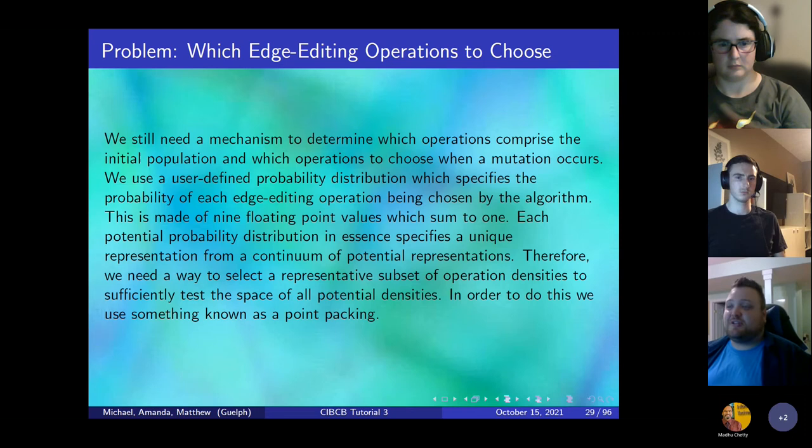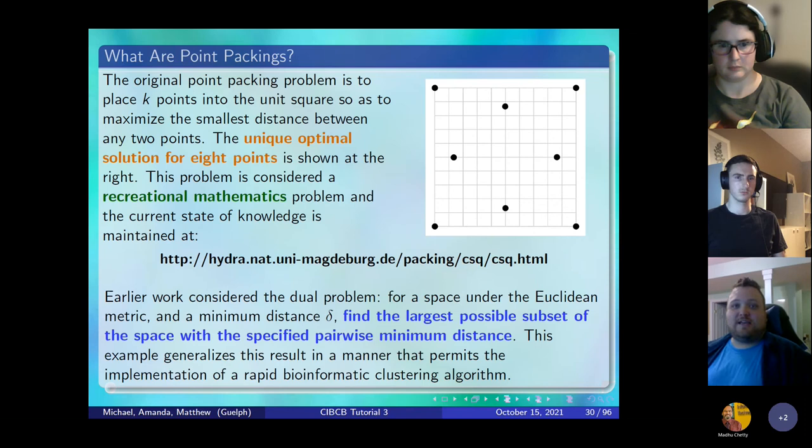Therefore, we need a way to select a representative subset of operation densities to sufficiently test the space of all potential densities. In order to do this, we use something known as a point packing. So what the heck is that?